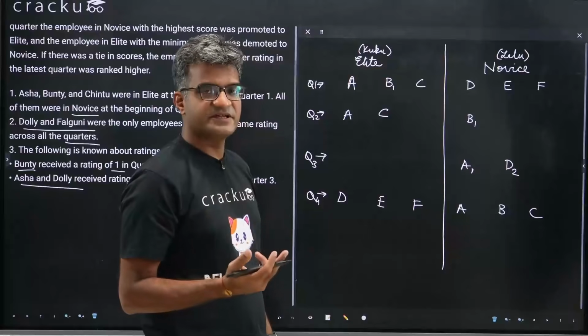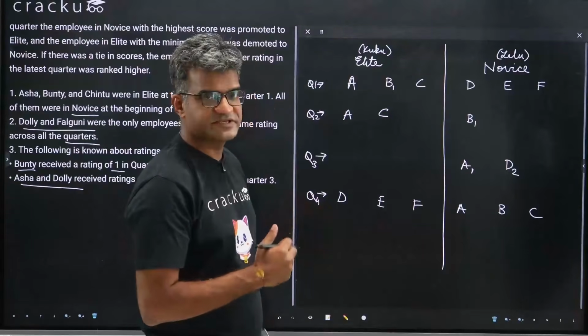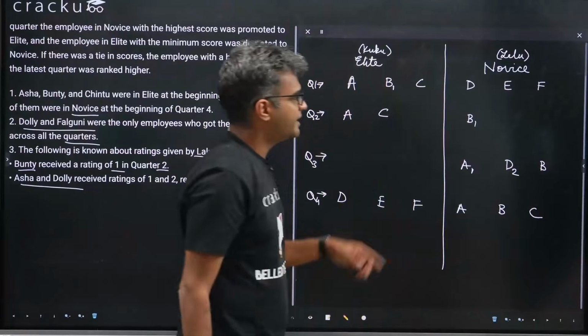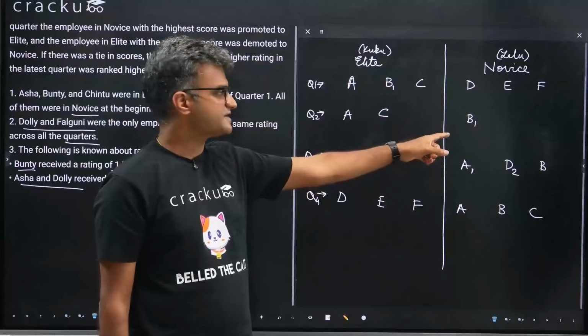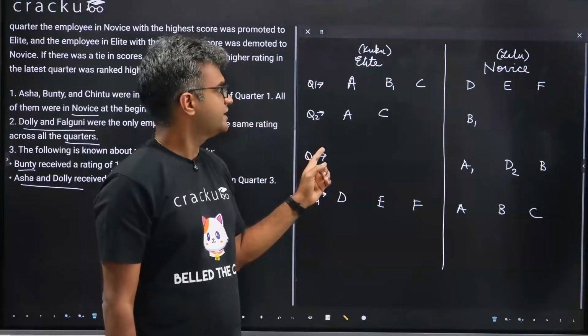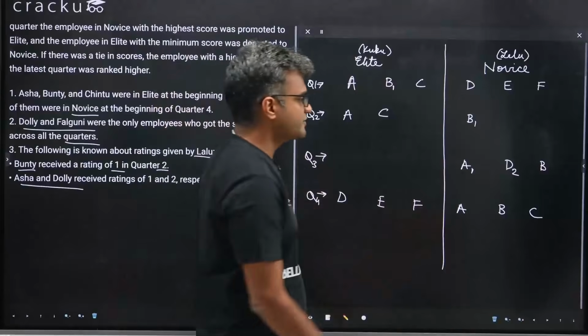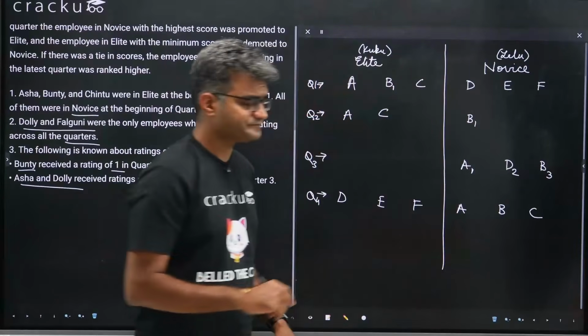Now, one thing we can infer is Bunty would still be in the Novice team because Bunty got a rating of 1 in the second quarter. So, there is no way she was actually going to be promoted to the elite group. So, even in Q3, she would have been here. And this would imply that she got a rating of 3 over here. This is the first thing we can infer.